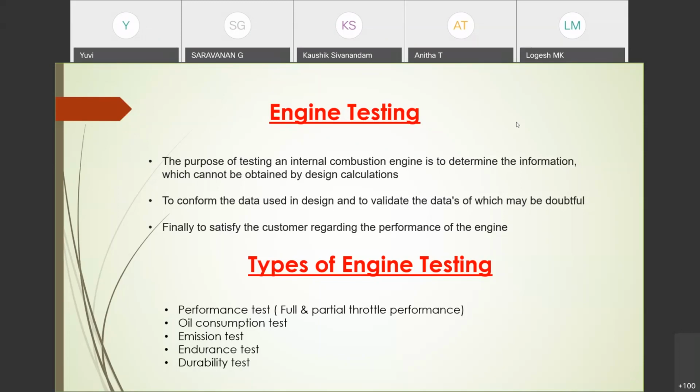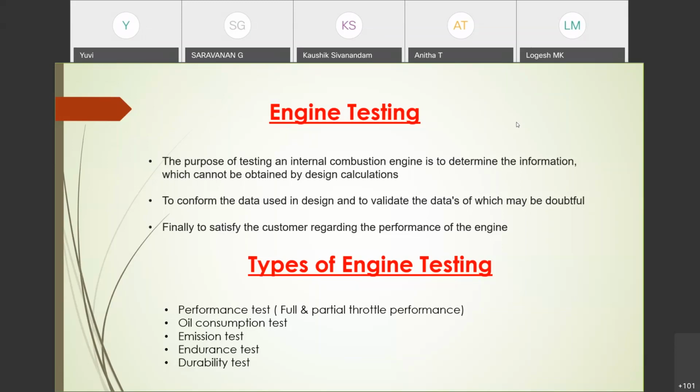Once the service is done, we proceed with the performance test, which is the full throttle performance test. What is the full throttle performance test? We run the engine at full throttle, varying the RPM from higher RPM to lower RPM. At each RPM, we measure the parameters. Finally, using those parameters, we derive the power curve and find out the engine performance.